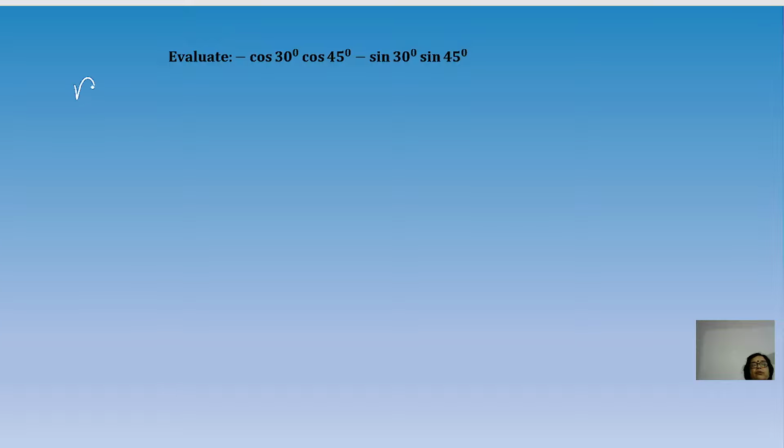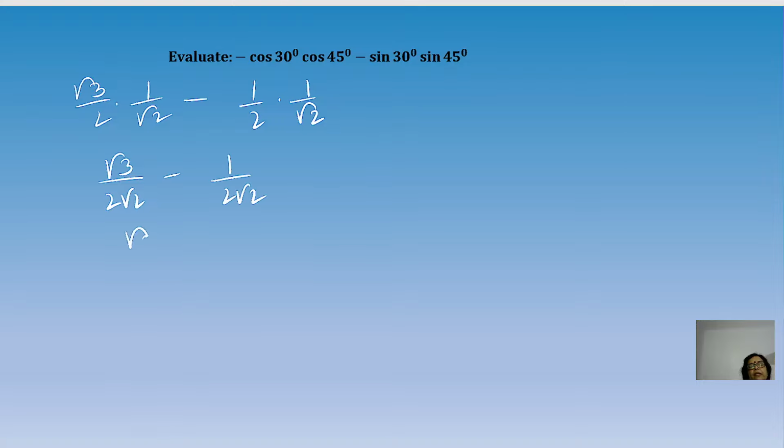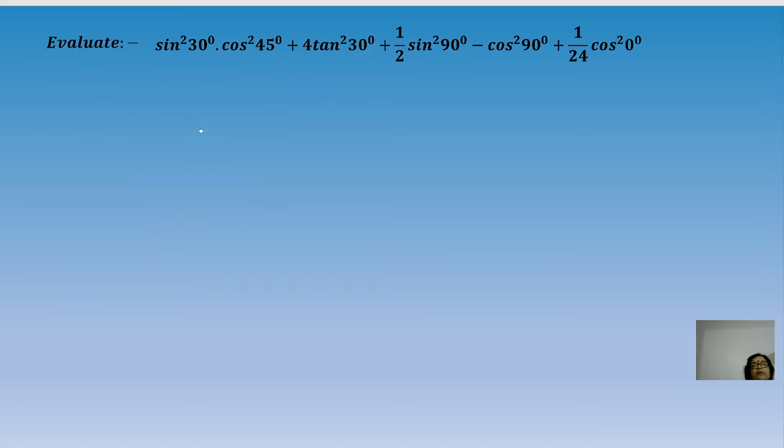Cos 30 is root 3 by 2, cos 45 is 1 by root 2, sin 30 is half and sin 45 is 1 by root 2. So this becomes root 3 by 2 root 2 minus 1 by 2 root 2. Take the LCM, you get the answer as root 3 minus 1 by 2 root 2. You can rationalize the denominator if you wish to do.